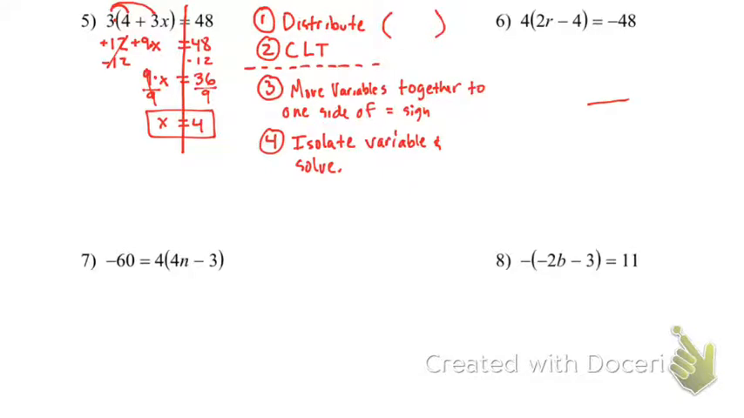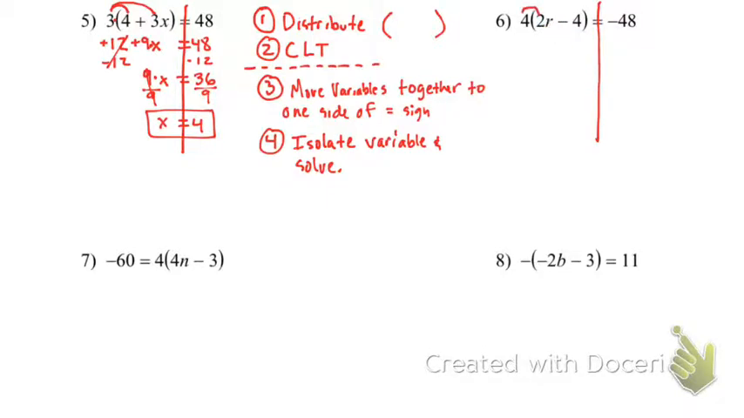And our answer is x equals 4. All right, let's jump over to number 6. Same approach, guys. It's basically doing the same rules for different problems. So we do have parentheses on the left side, so I'm going to distribute this 4.